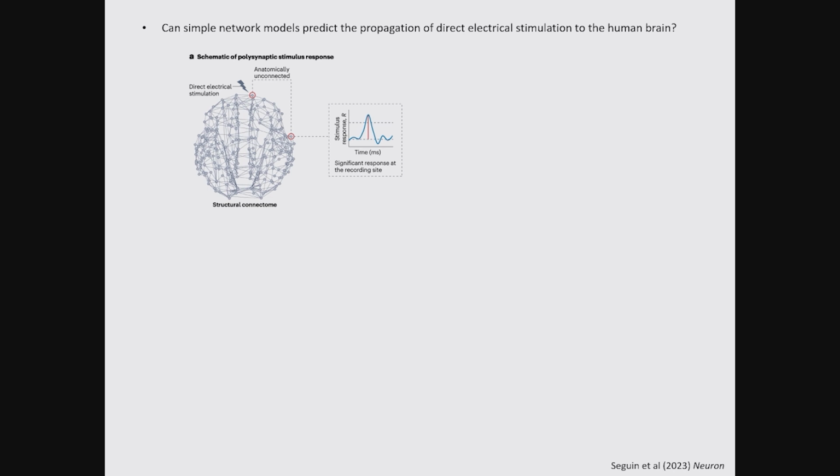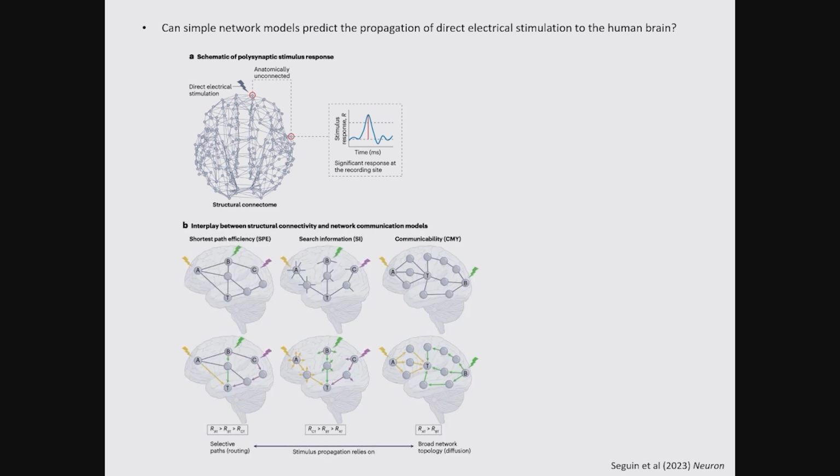In particular, we were interested in looking at propagation between anatomically unconnected regions, so regions where you would truly need some sort of polysynaptic propagation through the white matter connectivity. I'm going to focus on a simplified version of the results, where I'm going to show you 3 models, and I'm going to very quickly explain the intuition behind these models.